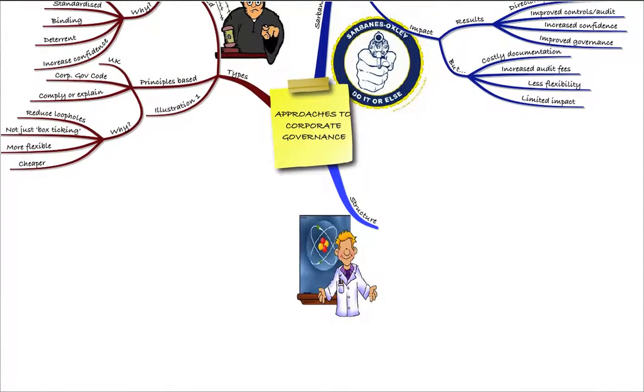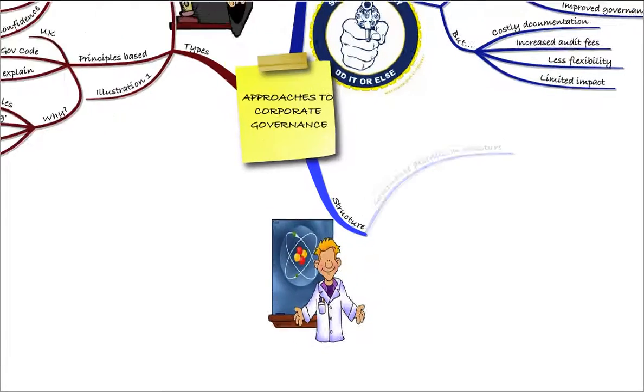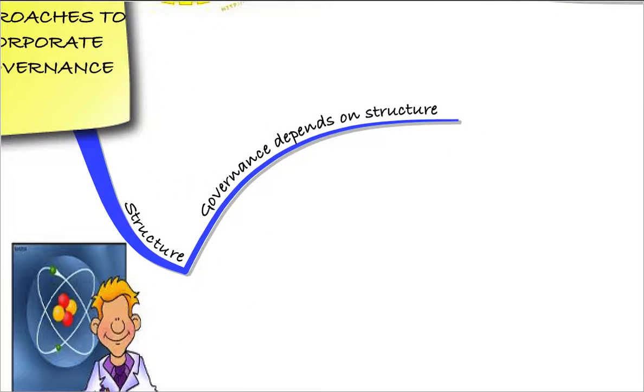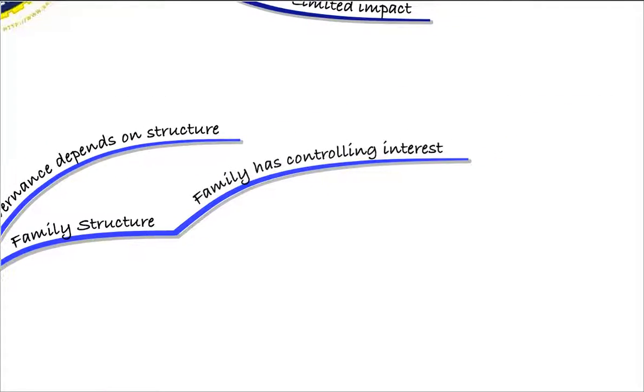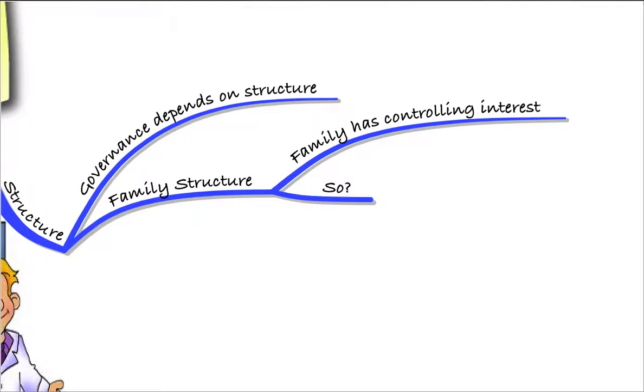Just to make a note that the structure of the firm will have a big impact on what the approach to corporate governance should be. So the governance of the organisation will often depend on the structure. So thinking about a couple of different structures other than the shareholder management relationship, we could have a family structure where the family has a controlling interest in the business. So what does that mean in terms of governance?